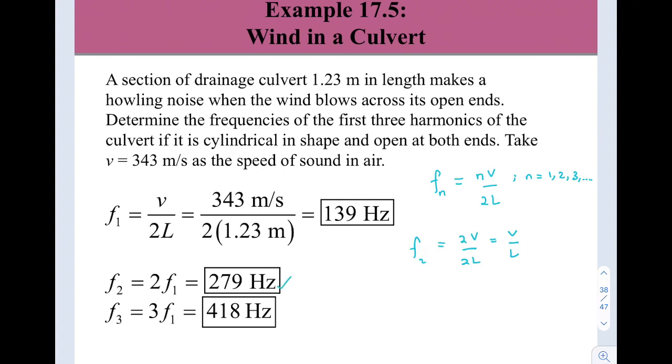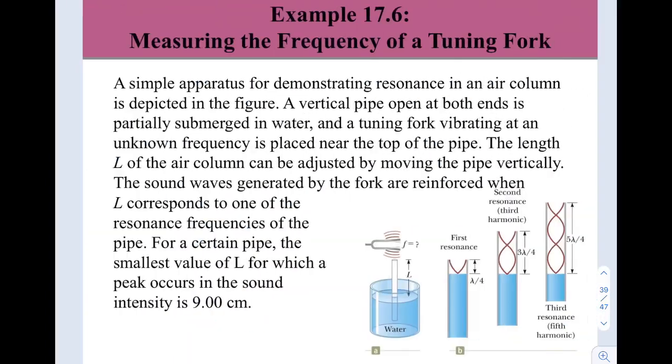For F3, again, you may directly use the proportional formula like this, F3 equivalent to 3F1, which gives you 418, or you again may calculate it in detail like this. You will get the same answer.